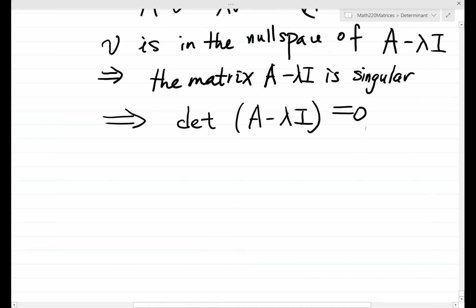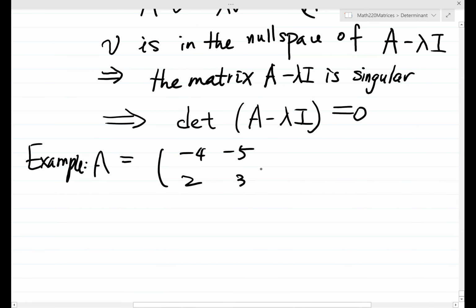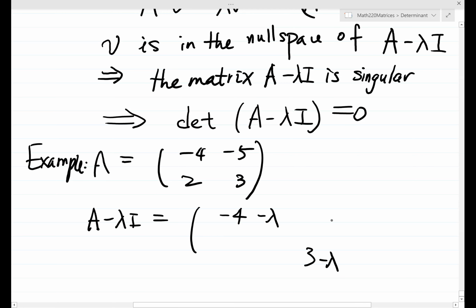Maybe we compute one example quickly. Next time we will compute more examples. Let A be this example: -4, -5, 2, 3. So A minus lambda I will be -4 minus lambda, 3 minus lambda, with -5 here and 2 here.